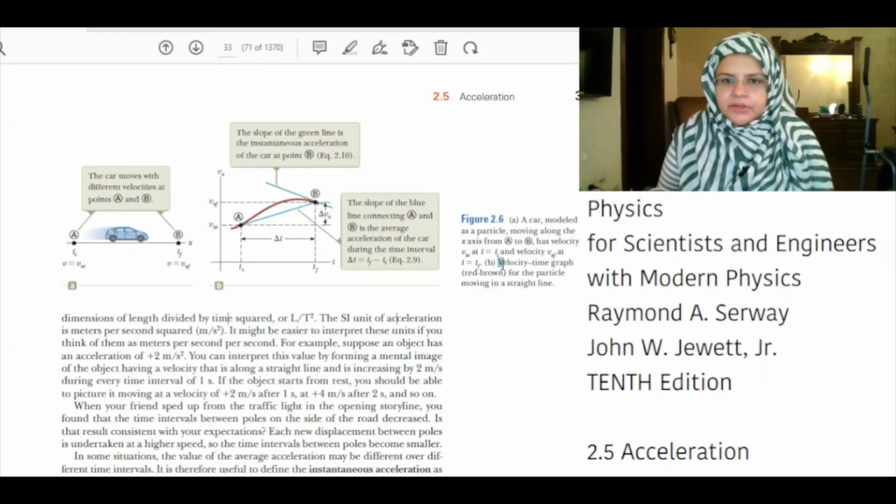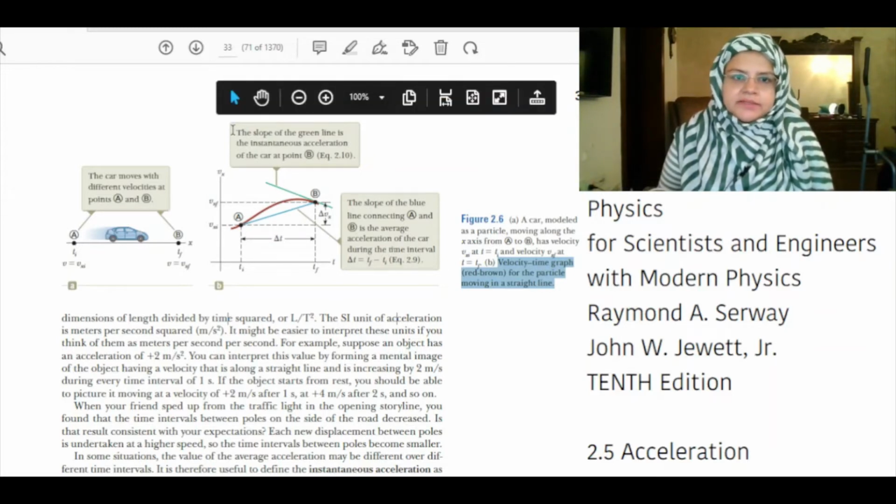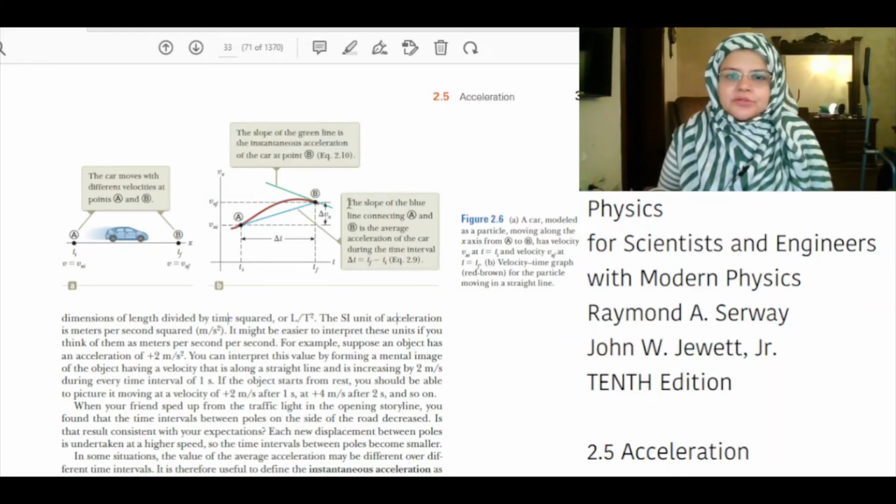Part B, the velocity-time graph in red-brown for a particle moving in a straight line. The red-brown line shows the velocity-time graph. The slope of the green line is the instantaneous acceleration of the car at point B. The slope of the blue line connecting A and B is the average acceleration of the car during the time interval delta t equal to tf minus ti.